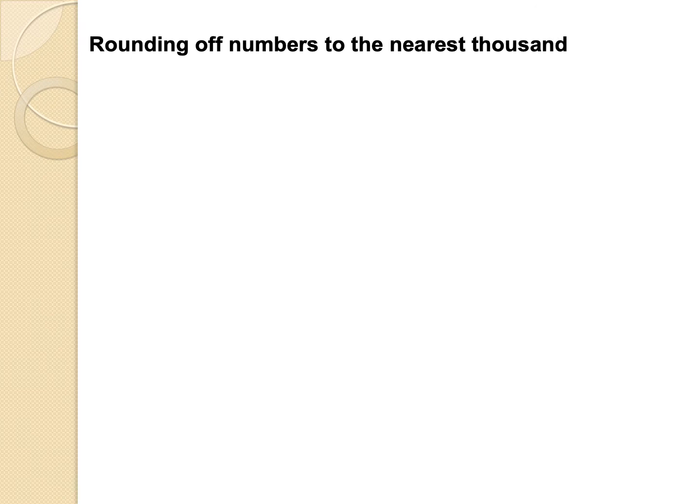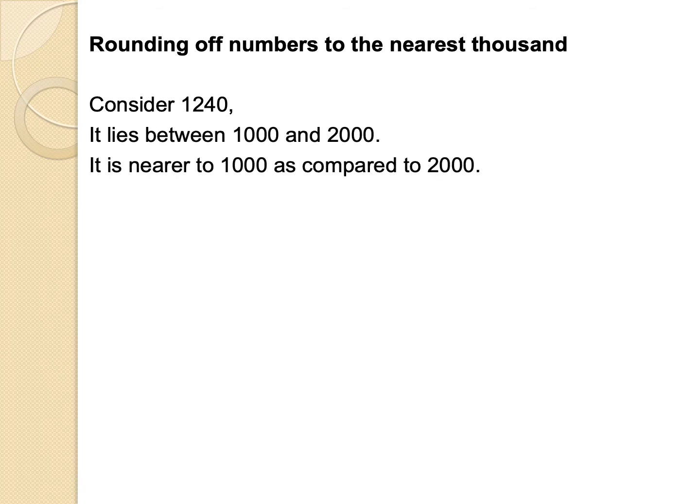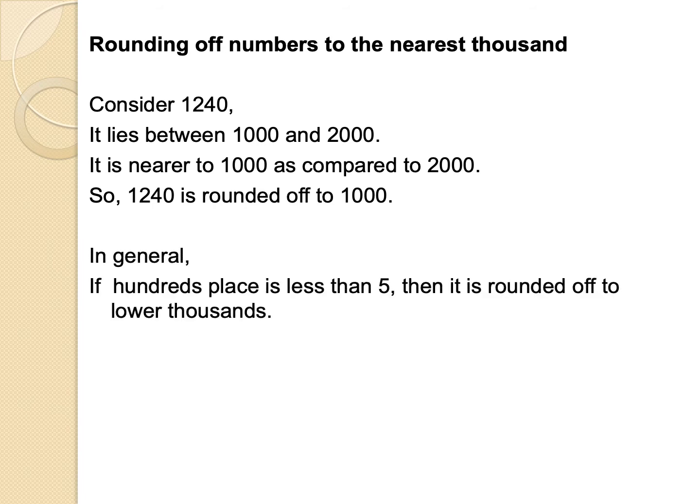Rounding off numbers to the nearest 1000. Consider 1240. It lies between 1000 and 2000. It is nearer to 1000 as compared to 2000. So 1240 is rounded off to 1000.